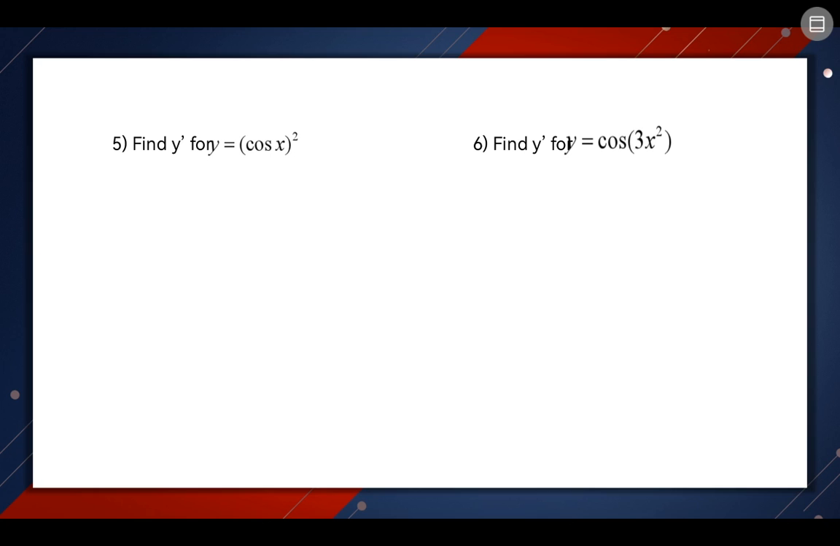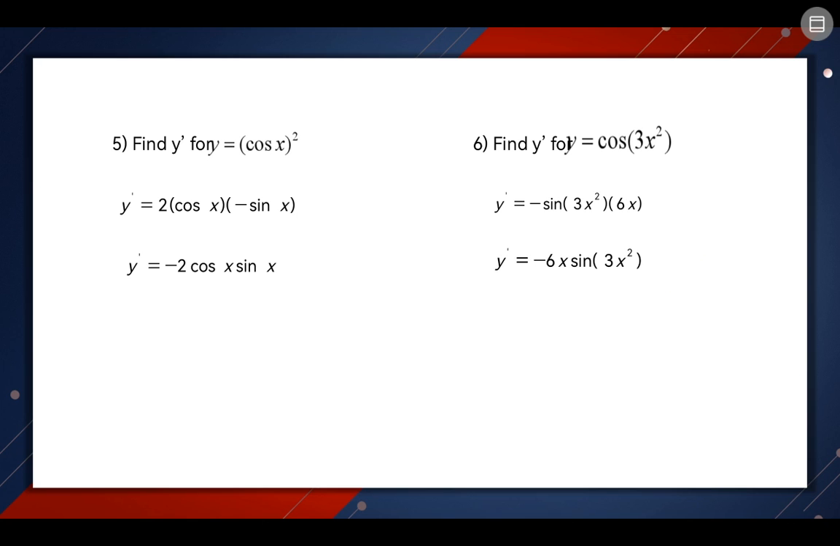And then number 5: find the derivative of y for the function y equals cosine squared x. We get 2 cosine x multiplied by negative sine x, which equals negative 2 cosine x multiplied by sine x. And for the sixth question, the derivative of y equals negative sine of 3x squared multiplied by 6x, so the derivative of y equals negative 6x sine 3x squared.